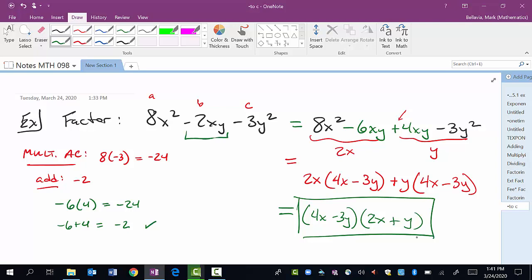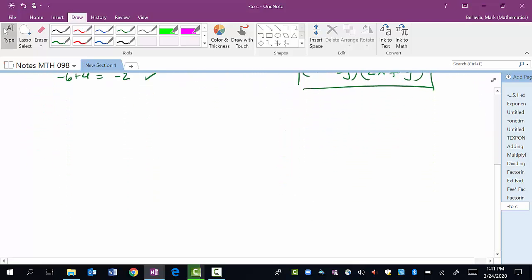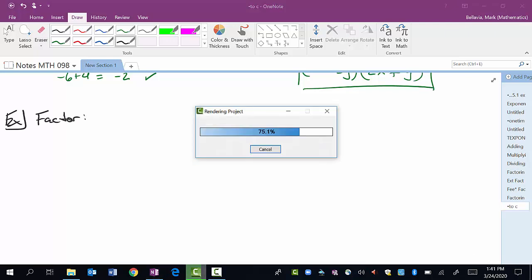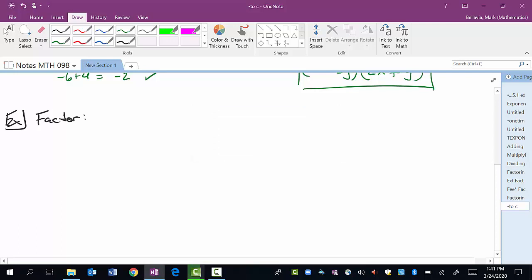Let's take a look at another one. If I had said to factor 8x squared plus 8x minus 6.